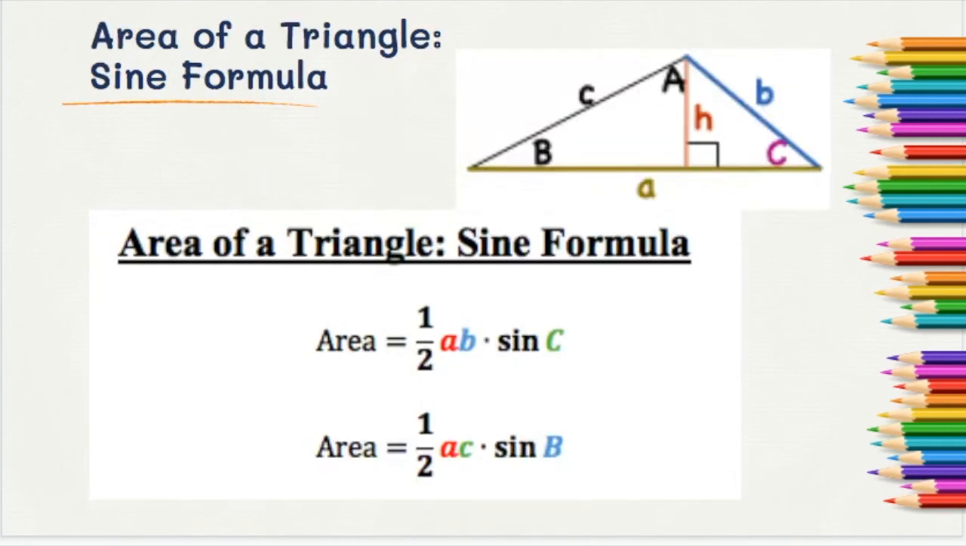Okay. Now off to finding the area of a triangle. This is using the sine formula, half of a times b times sine of c, or half of a times c with the sine of b.